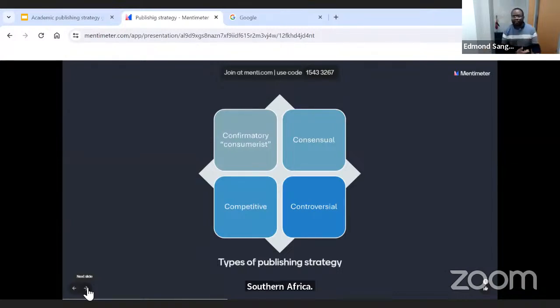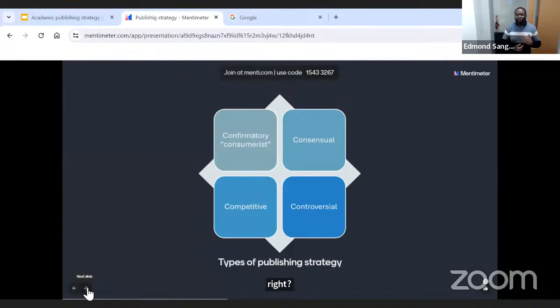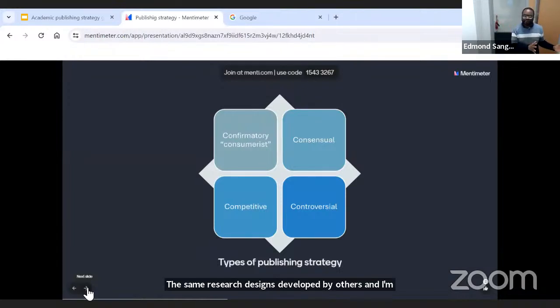Right, there is a lot of work that has already been done on water pollution, right? But there are limited studies that have been conducted on water pollution in Zimbabwe, right? So now I do that study. That type of study is more of consumerist. I'm just going to be using the same technologies that have been developed by others, the same research designs developed by others, and I'm just going to be adding new insights to understand the extent of pollution in Zimbabwe. Right, so that is more of a confirmatory or consumerist study.